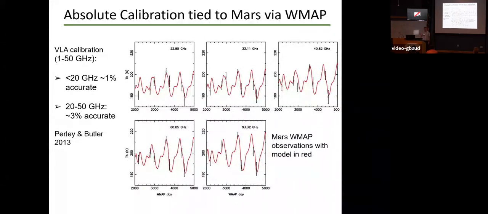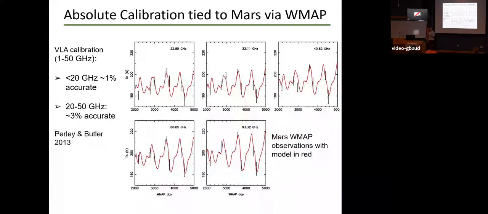Our absolute calibration here in Green Bank is tied to Mars via WMAP. We have models for what the brightness of Mars should be at different positions in its orbit, based on how much sunlight is bouncing off of it.